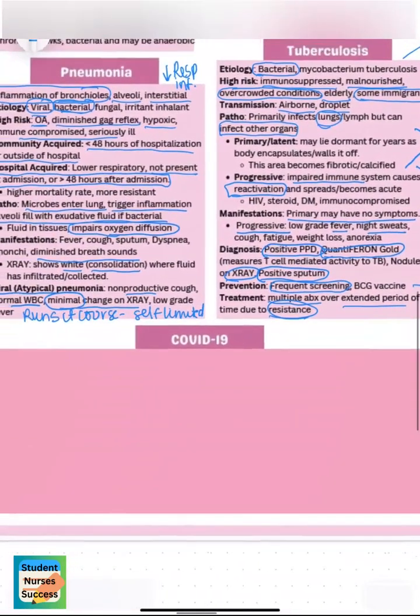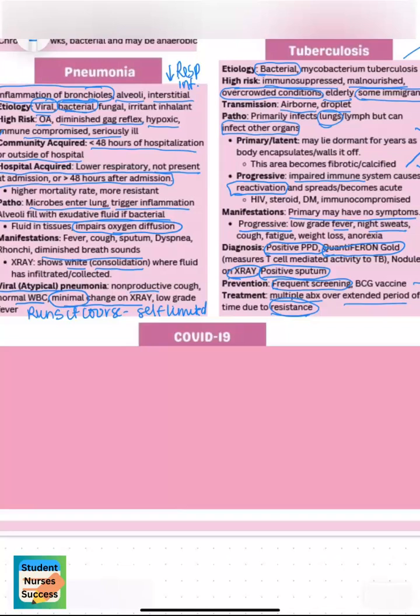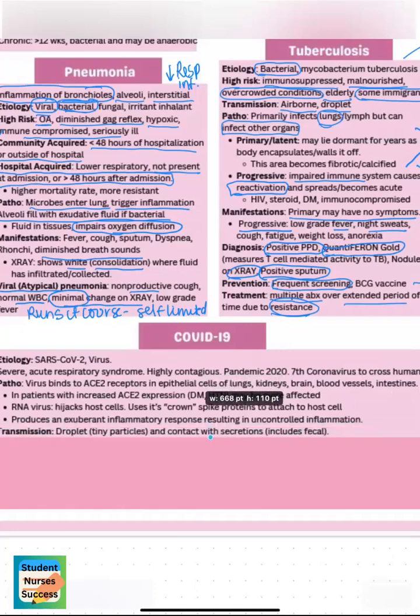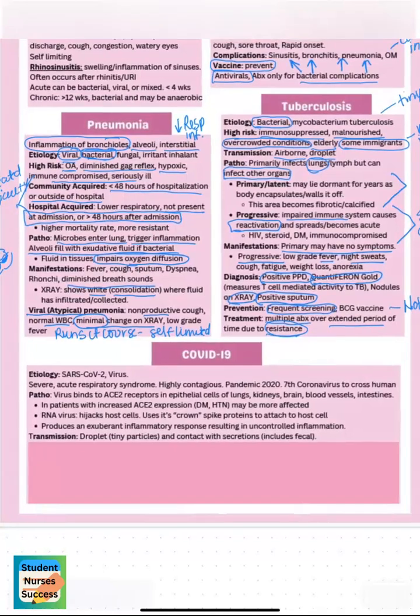All right, let's move on down to our last infection we're going to cover, and that is COVID-19. Again, we're only going to pull this down a little bit so that we don't overwhelm you with information here. A lot of people are familiar with COVID-19. The etiology is a virus, the SARS-CoV-2 virus. We know that COVID-19 is highly contagious. It caused the pandemic in 2020.